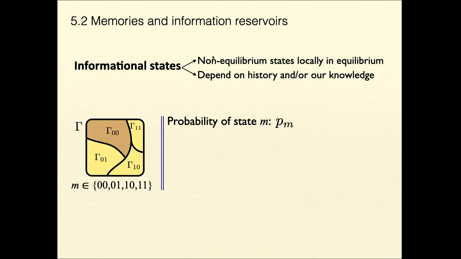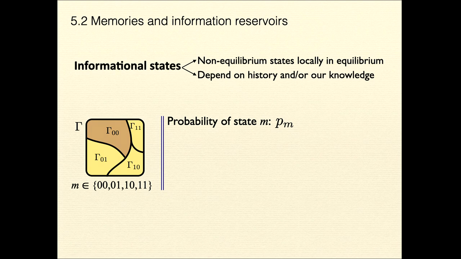So what is an informational state? An informational state is a non-equilibrium state, but one that is in local equilibrium, and that can depend on history and our knowledge. So for instance, if we have a full phase space, imagine just a physical phase space. We can have a double well potential, for instance, and say, okay, this left side of the potential is going to encode the position left. This right side is going to encode the position right. So I have two informational states, even though I have all the continuous positions available. I'm just using all this phase space to obtain different informational states. So in this example here, my informational states will be these four possibilities.